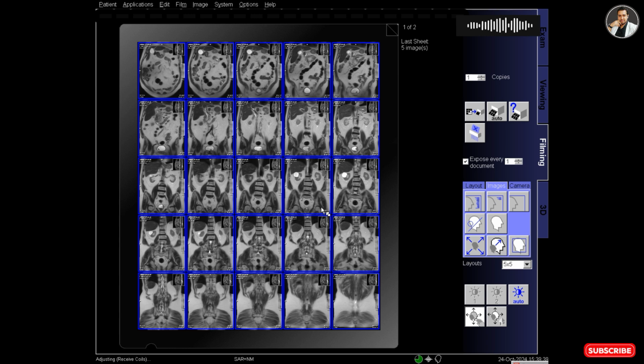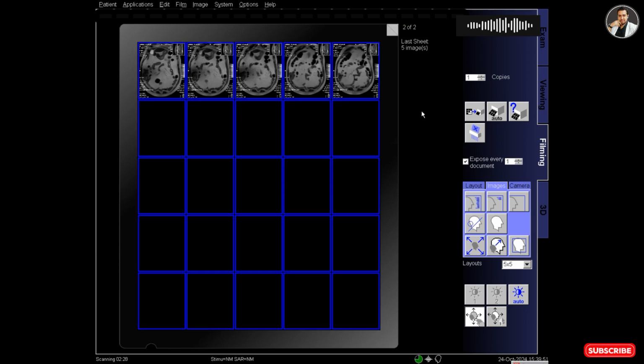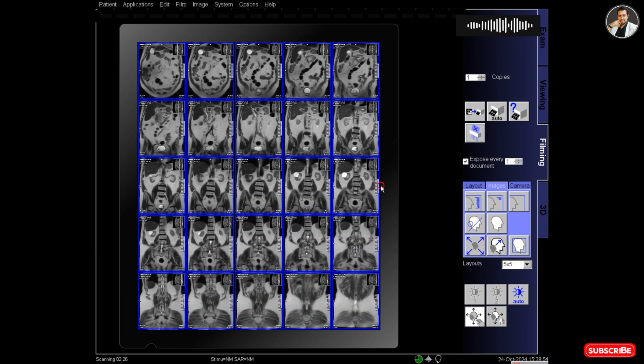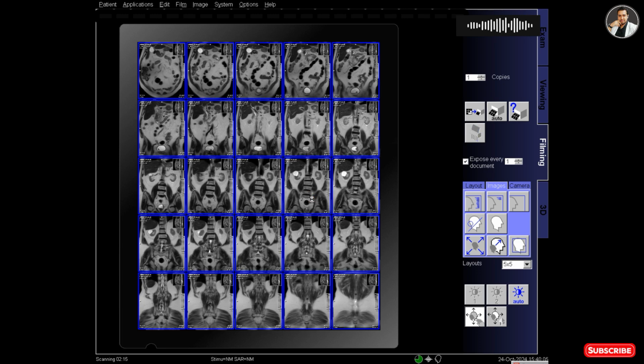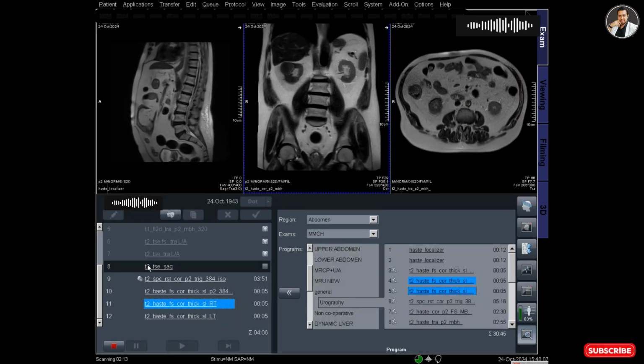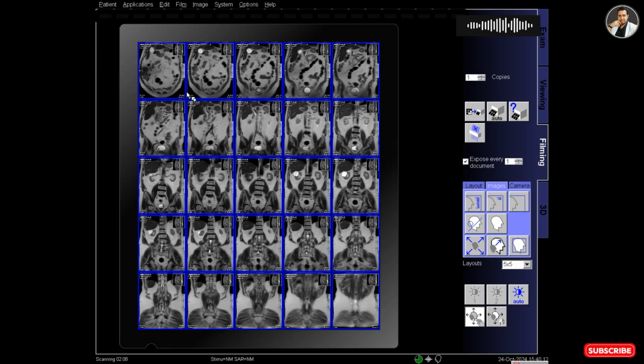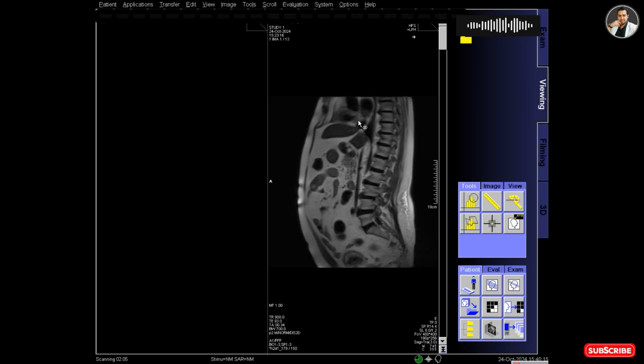So this is a 5x5 layout format, and 25 images have been set in the film, and there may be extra images, so I have to delete those. So adjust the contrast, window, zoom and pan, and then print out the film. I think it's okay.